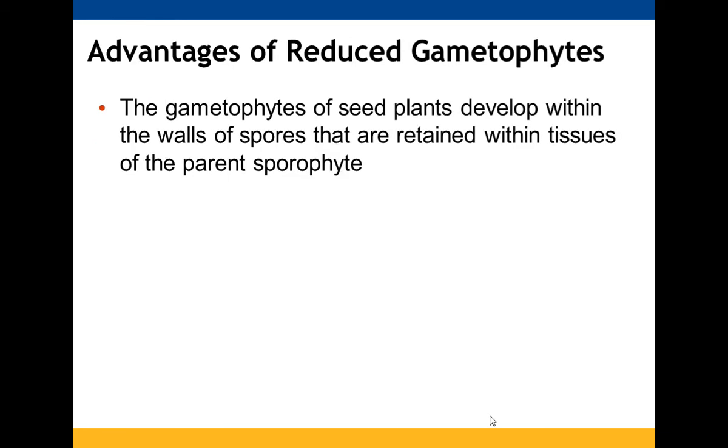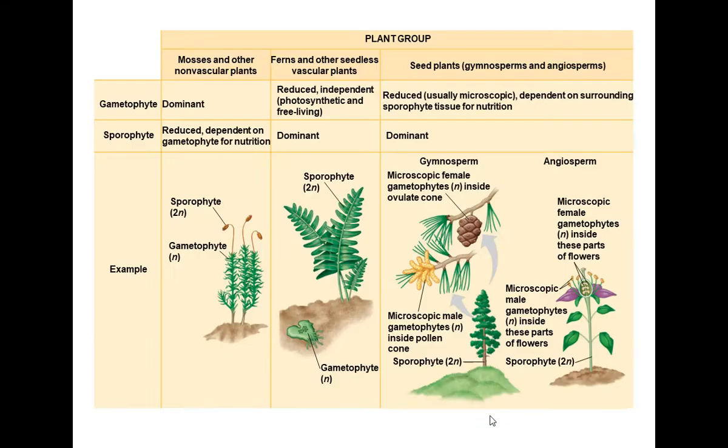Okay. Why would having reduced gametophytes be a good thing? The gametophytes are able to develop within the walls of the spores, and then they are able to be retained within the tissues of that parent sporophyte. To give you a better idea of how the bryophytes, the non vascular plants, work differently from our vascular plants, we see the gametophyte, labeled on that picture, is going to be dominant with the mosses and the other non vascular plants, while the sporophyte will be the dominant form for our vascular plants that are seedless and seeded.